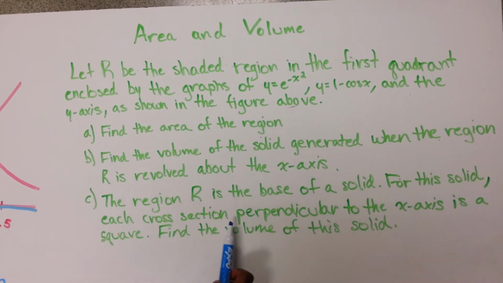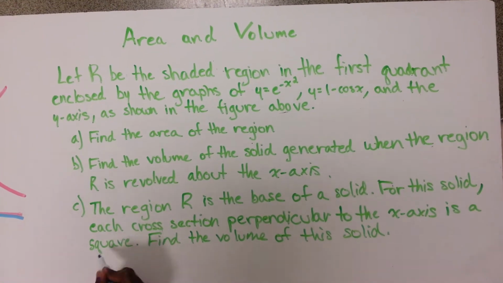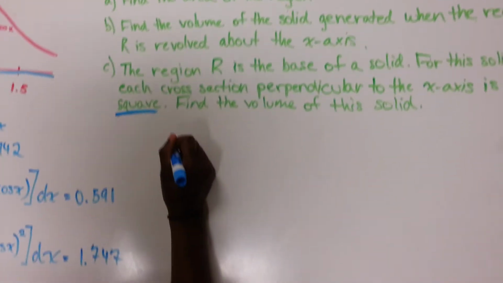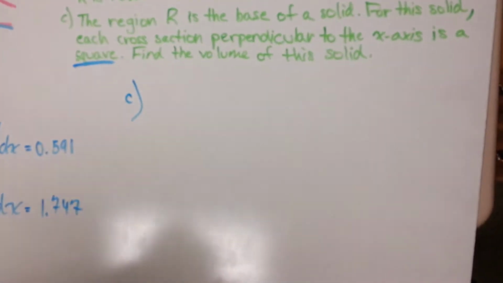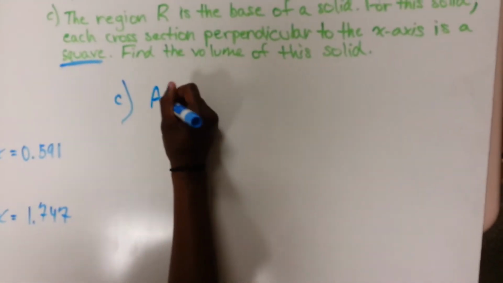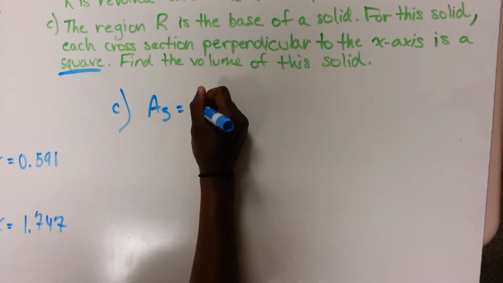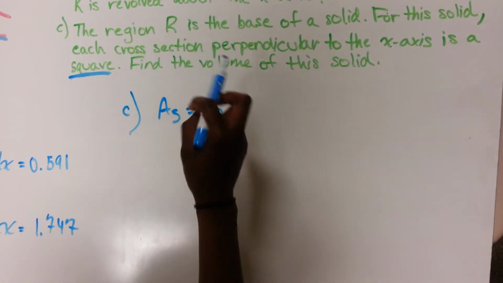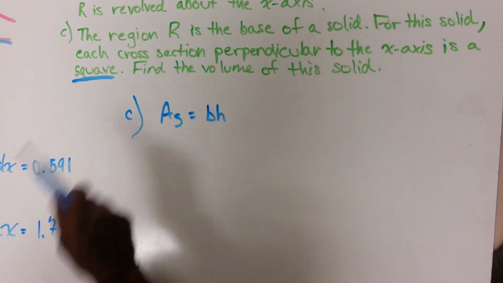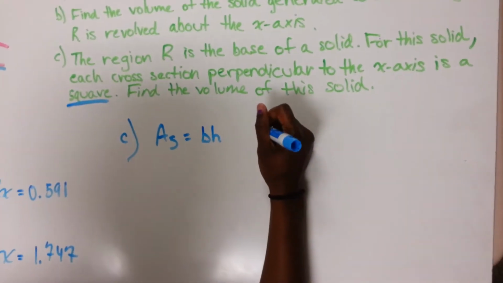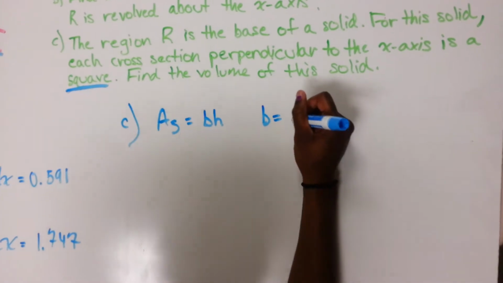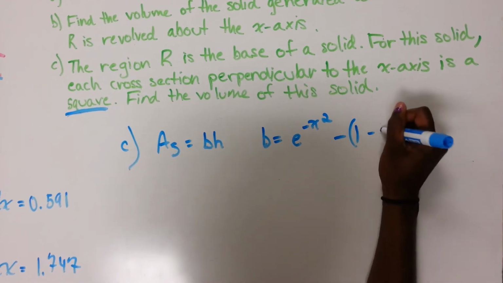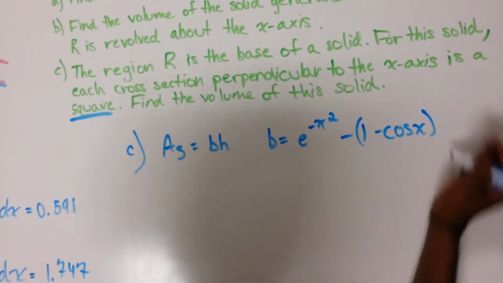Okay, part C says the region R is the base of a solid. For this solid, each cross section perpendicular to the x-axis is a square. Find the volume of this solid. Okay. Now, when you have a square, the area of a square is always base times height. In this case, because each cross section, the base of the solid is the region R. My base equals e to the negative x squared minus 1 minus cosine x.